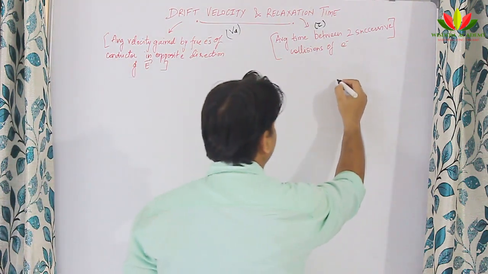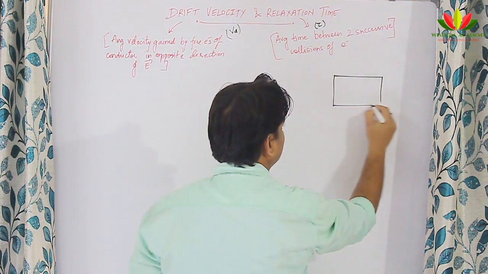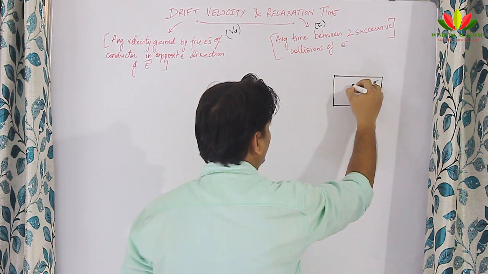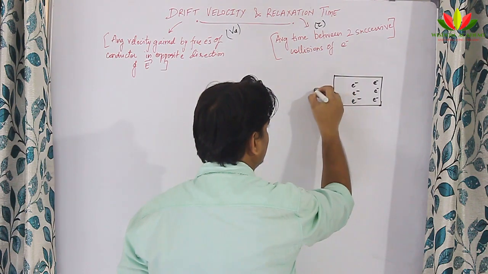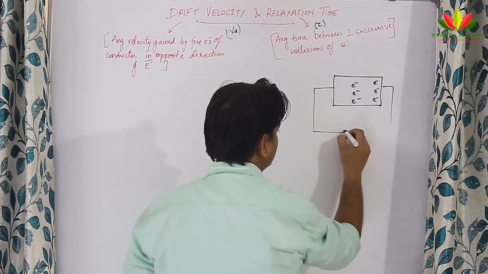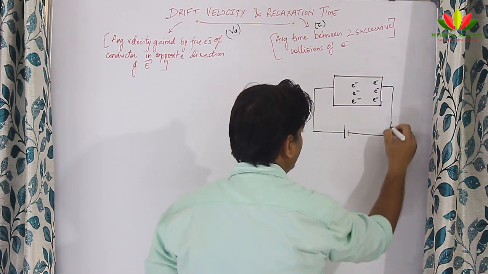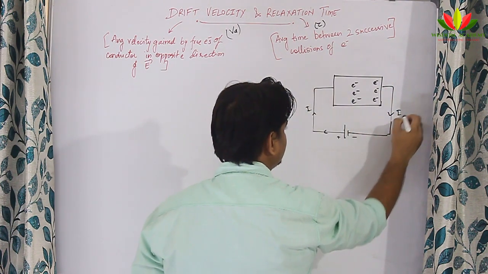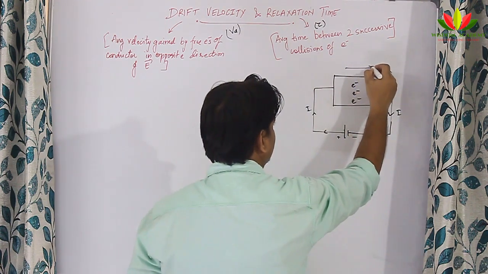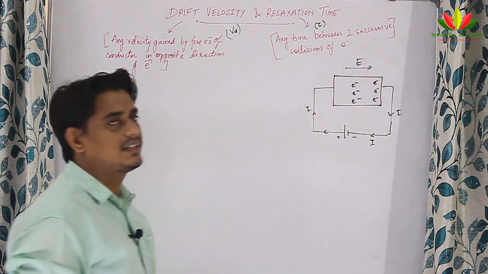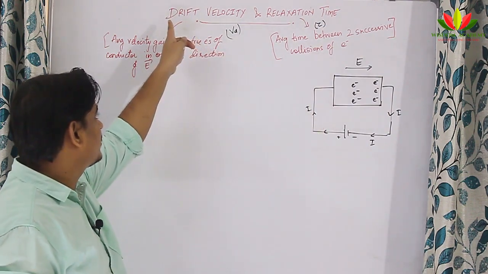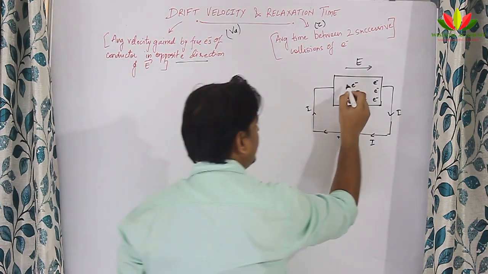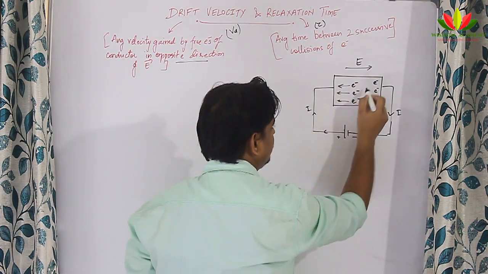For that, I will take one conductor, and in this conductor there are a lot of free electrons present. I am going to connect this conductor with a source of potential difference like this. When I connect it, the current starts flowing in this direction, and an electric field is set up in this direction. The free electrons will move opposite to the direction of the electric field, so our electrons will be drifted in this direction with drift velocity Vd.